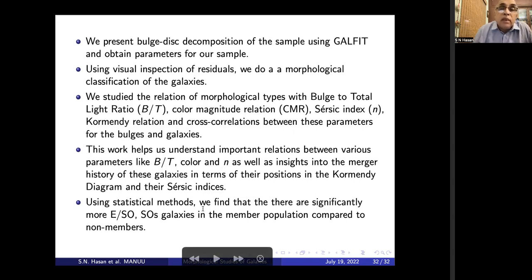Using statistical methods, we find that there are significantly more ellipticals, SOs and lenticular galaxies in the member populations compared to the non-members.